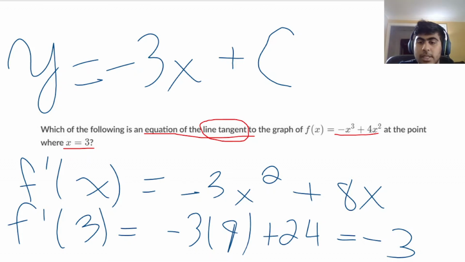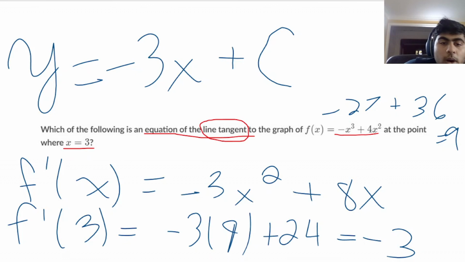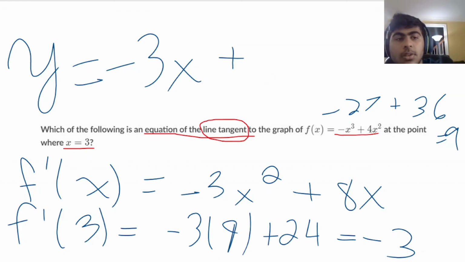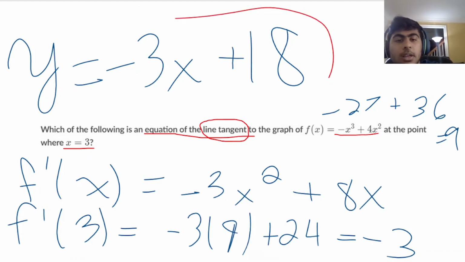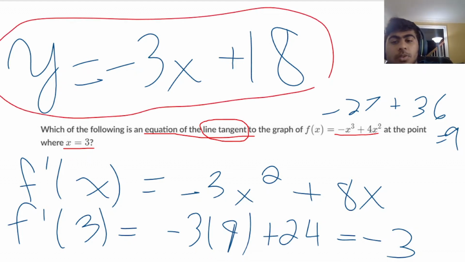We get negative 27 up here. Negative 27 plus 3 squared is 9 plus 4. That's going to be 36. And that's going to be 9. So we plug in, we get y equals negative 9 plus c. That's supposed to equal 9. So then c, therefore, is going to end up being 18. And the equation of our tangent line is y equals negative 3x plus 18. And that is our last problem.